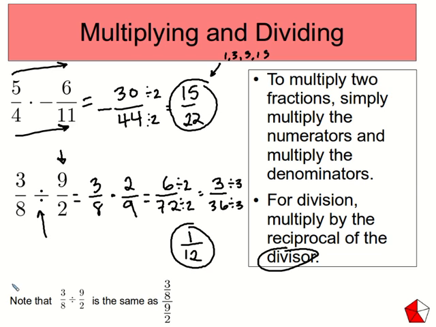Now I just made a quick note at the bottom. Remember that a division problem can be written like this, or it can be written as a fraction. So one fraction divided by another can be written as one large fraction. We've got, in this particular example, 3/8 divided by 9/2. Those are the two different ways to write the same problem.